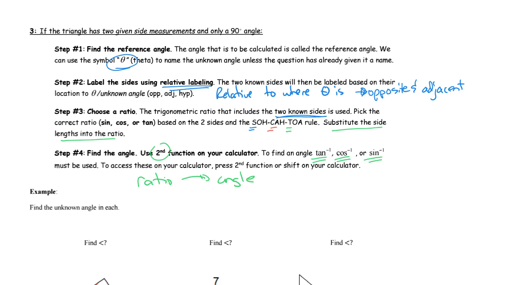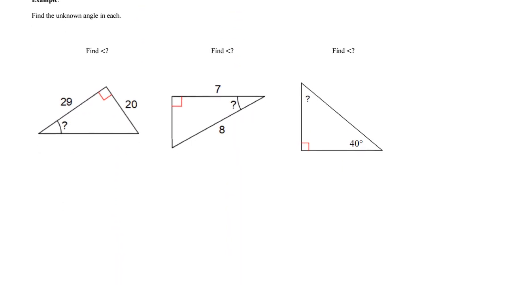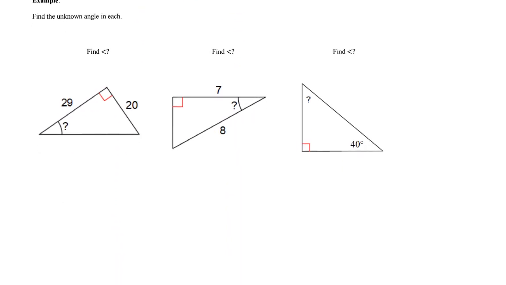So let's take a quick look at some examples. They're not all going to be of this kind, as you'll see in just a second. Take a look at this first one. Let's call this question mark theta. Based on that, I know this is going to be the hypotenuse. Way over here on the other side, this is going to be the opposite. Because this side that's 29 is used to make theta, along with the hypotenuse, that's the adjacent. So I don't know the hypotenuse, but I do know the opposite and the adjacent.